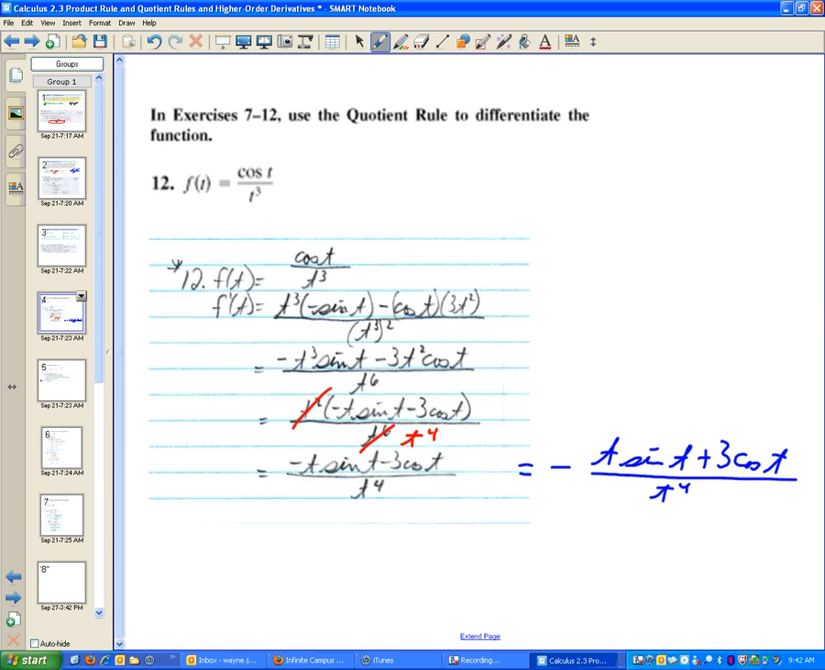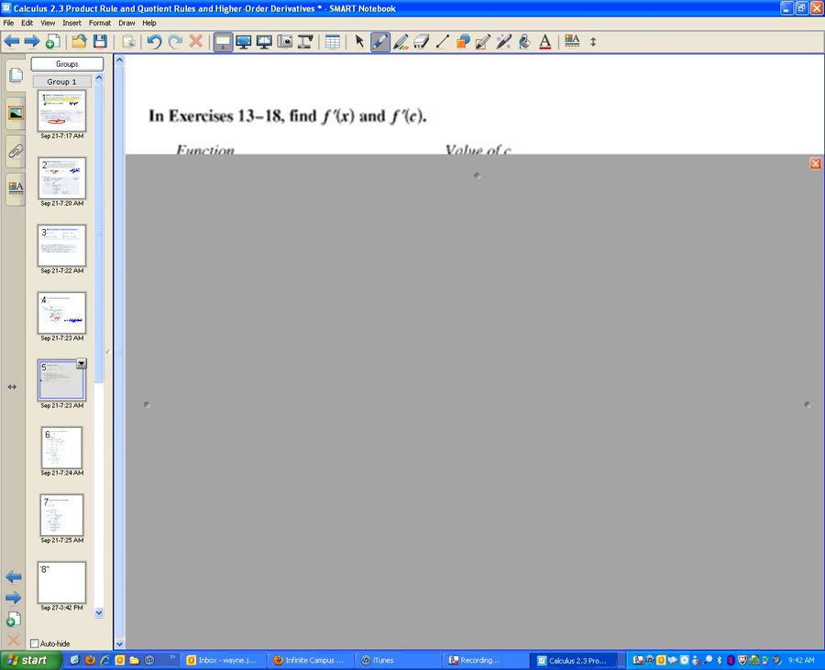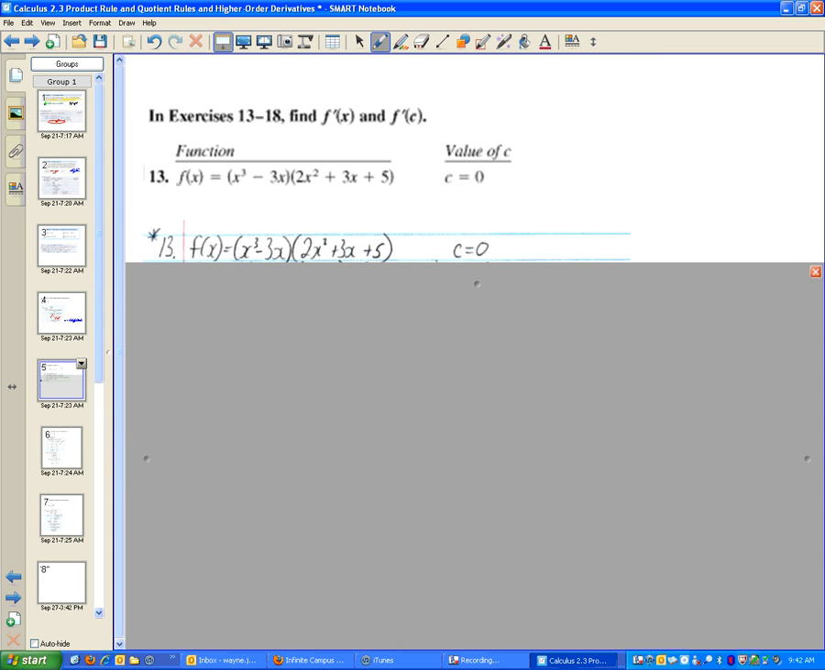Questions on 12? Let's try 13. In exercises 13 through 18, find f prime of x and f prime of c.